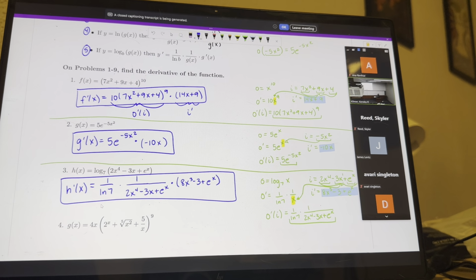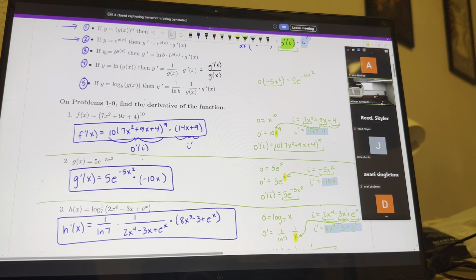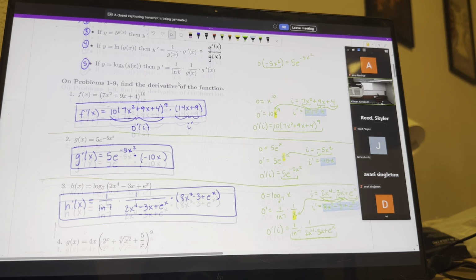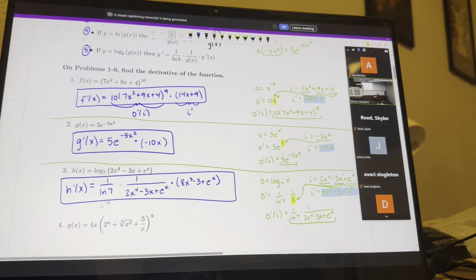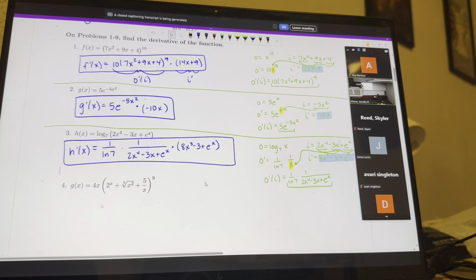If that doesn't work for you, we would just need to go up to the top and say, okay, which of these 5 cases am I in? So 1, 2, 3, 4, 5. We're in 5, right? So we're dealing with log base b of a function. So the derivative is just going to be 1 over the natural log of 7, which is our base, times 1 over the function, times the derivative of the function. Okay, so whichever way you want to remember it, whatever works for your brain, use that method. Okay?